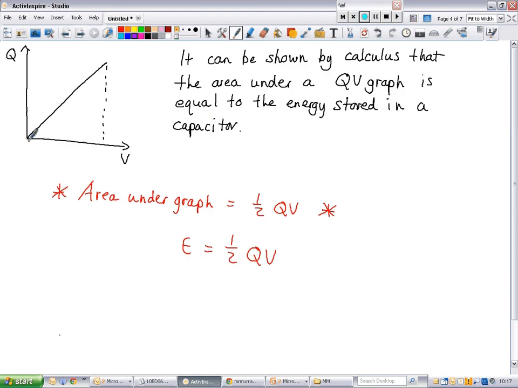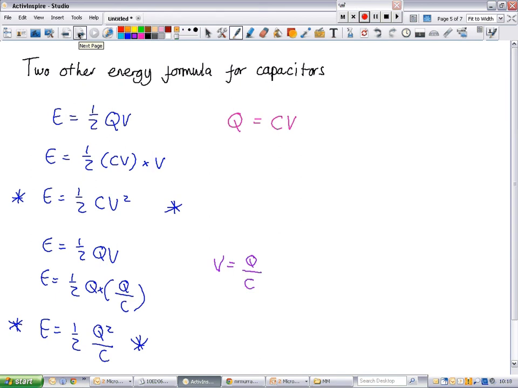We came back to this idea of charge being directly proportional to voltage. As I said, it can be shown by calculus that the area underneath this graph is equivalent to energy, but you don't need to know that. You just need to know this equation, that the area under the graph is a half QV and that energy is equal to a half QV. We can combine that with the previous equation that we've looked at, which is Q equals CV, to give us two other expressions. So I got you to do that.